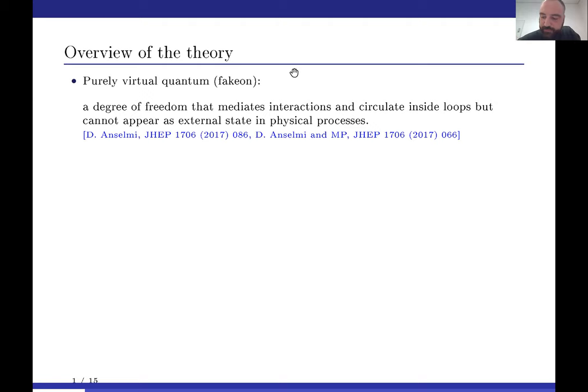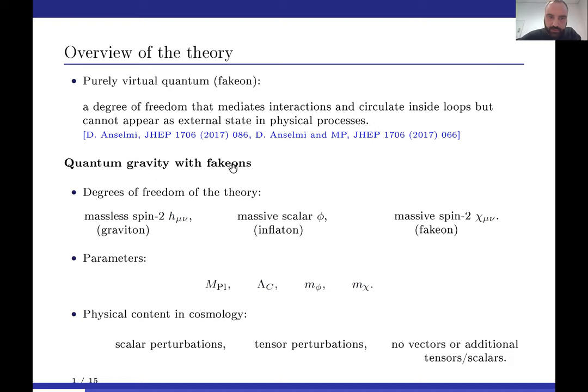In particular, the theory with quantum gravity and phacon has this content. It's a quantum field theory of a massless spin two field, the graviton, a massive scalar field, the phi, the inflaton, and a massive spin two field, which is the phacon. Parameters of this theory are the Planck mass, cosmological constant, the mass of the inflaton, and the mass of the phacon chi. In particular, for the relevance of cosmology that I will talk about, the physical content is exhausted by scalar perturbation and tensor perturbations. And in particular, there are no vector or additional tensors or scalars.